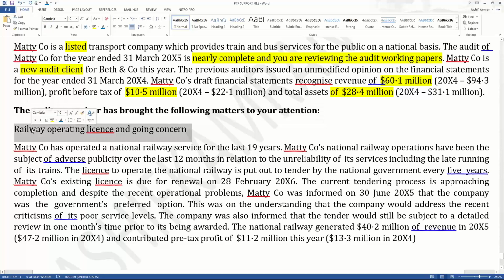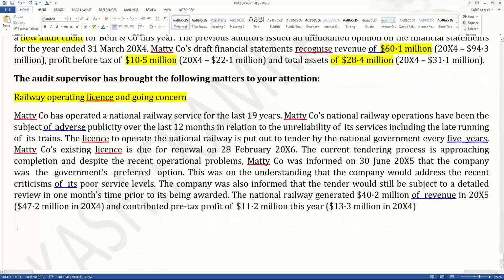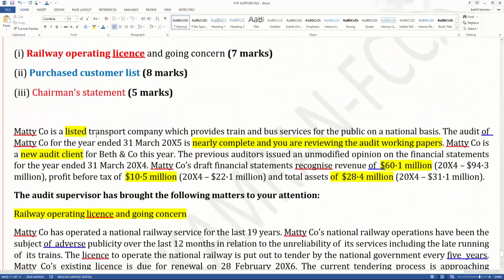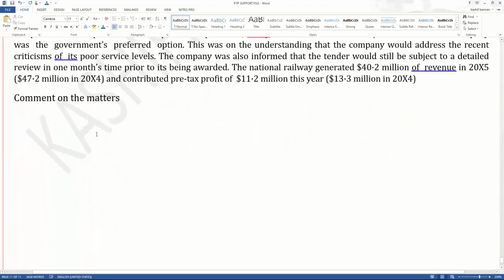The first matter is railway operating license and going concern. Let's see what's the issue. Comment on the matters. So let's prepare our answer. We have a total of 7 marks, I think, if I'm not mistaken. Let me confirm the number of marks. 7. And in the 7, we are not just commenting on the matters, we need to write the evidence as well, right? So let's start the journey first with the first matter, railway operating license.